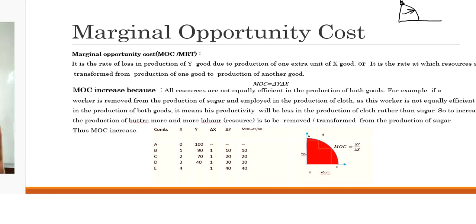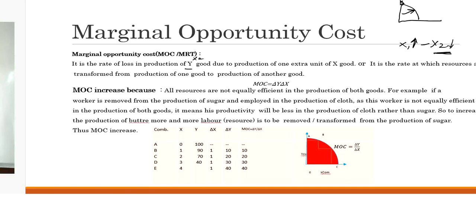It is the rate of loss. As I told you, if you increase the production of X1, you have to give up the production of X2. At what rate are you giving up production of X2? That is MOC. It is the rate of loss in production of Y commodity or X2 commodity. Why do you reduce the production of X2? Because you are increasing production of X1.